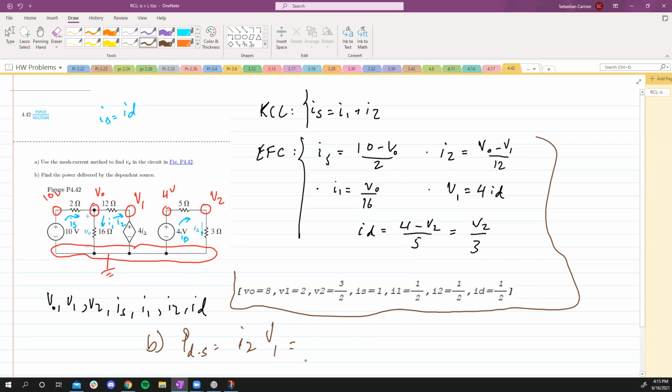So, yeah, I2, that looks like a negative 2. Yeah, I2 times V1, 1 watt. That's how much power is being delivered by the dependent source. And yeah, this is our solution.